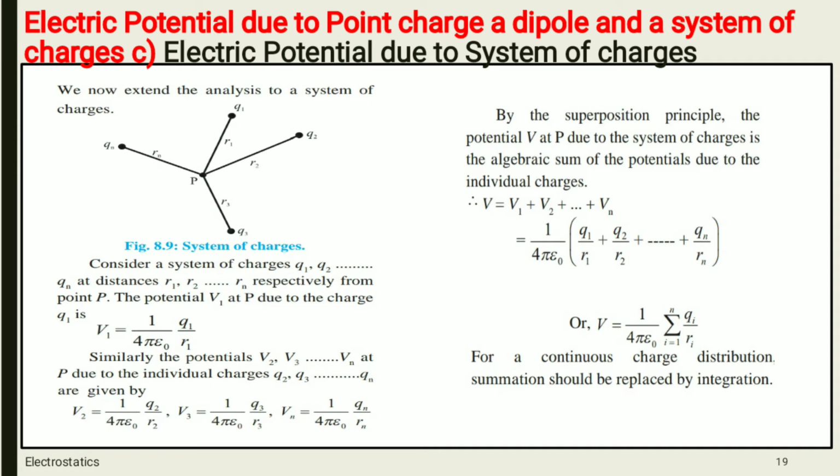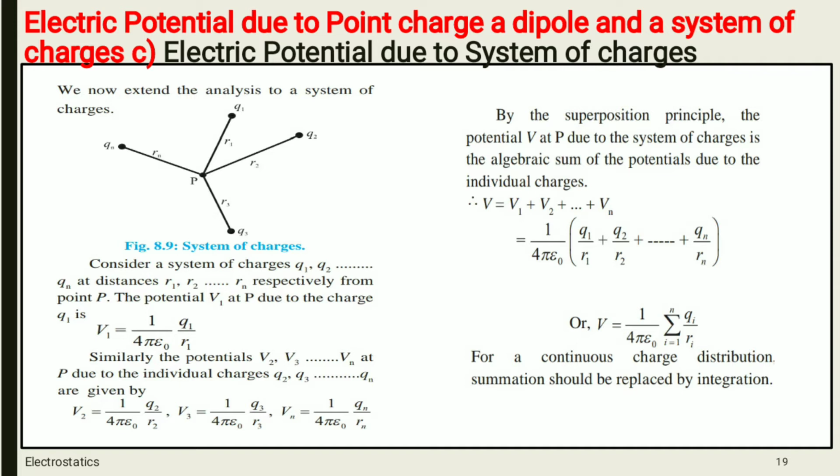Now you have studied first point, which is electric potential due to a point charge. Then you have studied electric potential due to an electric dipole. Means firstly you have studied for one charge, then for two charges, then we will study electric potential due to system of charges. Means if charges are more than 2, then what will be the electric potential?